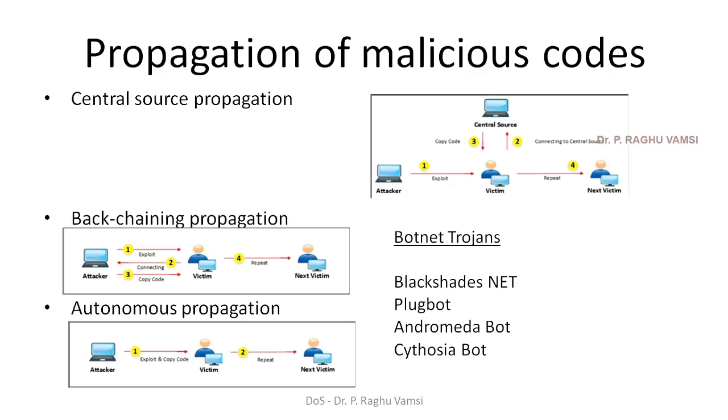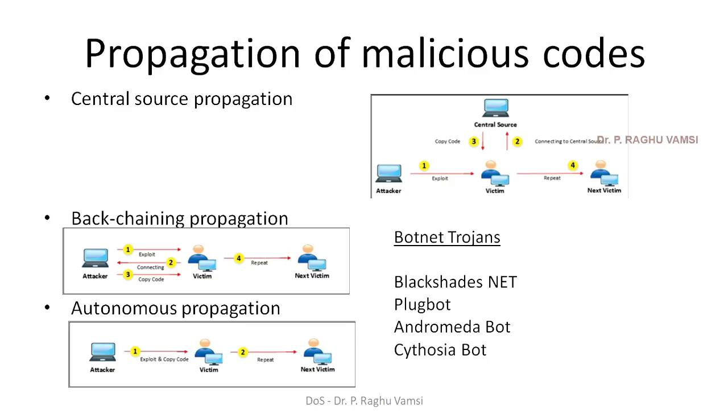Then whenever he explores or double clicks that copied code, automatically a reverse shell will be created to the attacker, who will take control of the victim machine. So the victim has a record of only the central source, but not the attacker here. And the same thing will happen whenever any other next victim connects to the already compromised computer. This is what we call central source propagation.